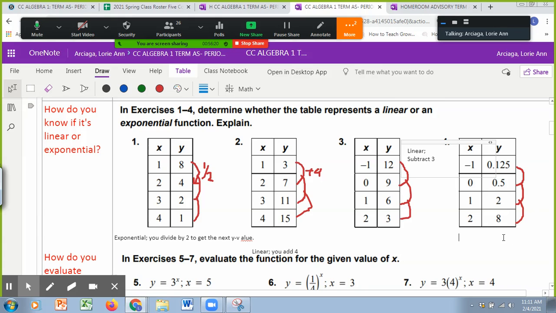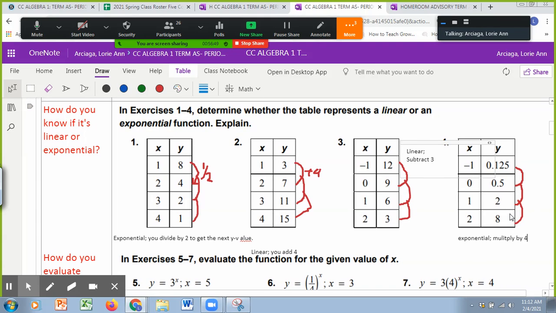So the pattern here is times by 4. So then does it make it a linear or exponential? Does it make it a linear or exponential? Linear or exponential? In the chat pod, please. If you times by 4, it's exponential. Very good. Because you multiply by 4.